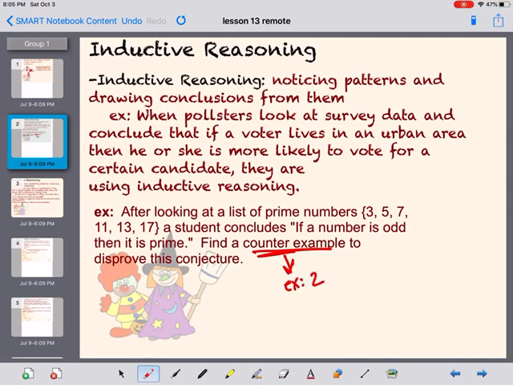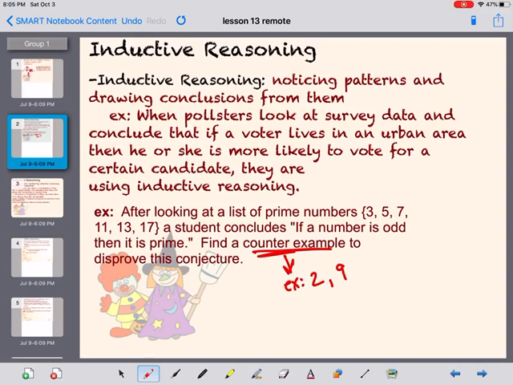When you can find an example that is against what you said, that's called a counterexample. Okay? So 2 works because it's prime, but it's not odd. 9 is odd, but it's not prime, right? So another example that would disprove this would be 9. So you can kind of see already that inductive reasoning has problems, right? Patterns don't always lead to facts.